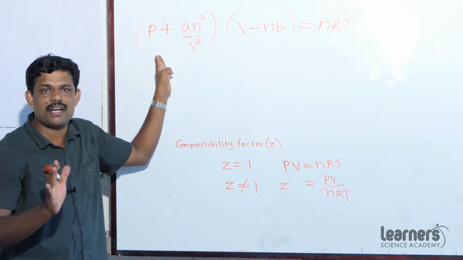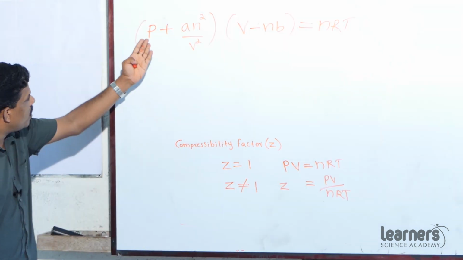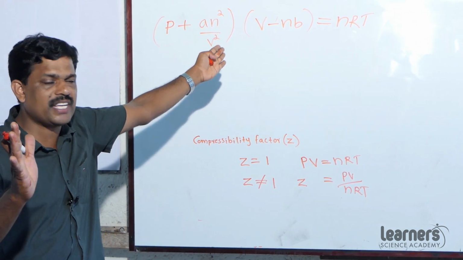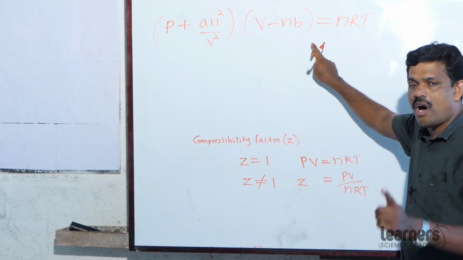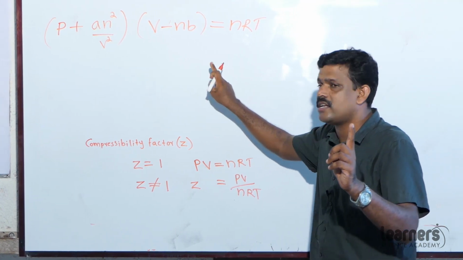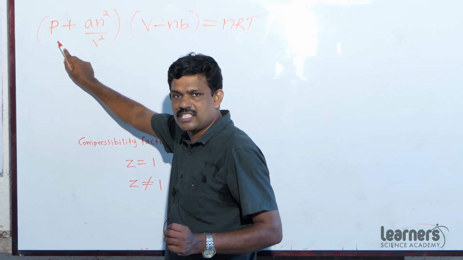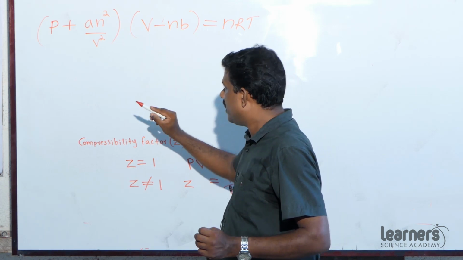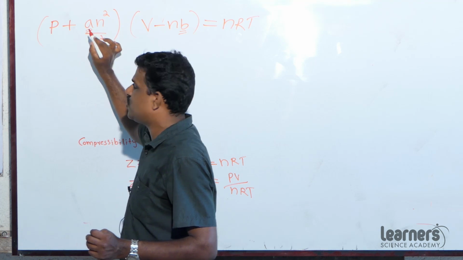Modified ideal gas equation of state, or van der Waals equation. The van der Waals equation is (P + an²/V²)(V - nb) = nRT. This is called the van der Waals equation or modified ideal gas equation. an²/V² is a correction for pressure and nb is a correction for volume. Here a and b are called van der Waals constants.